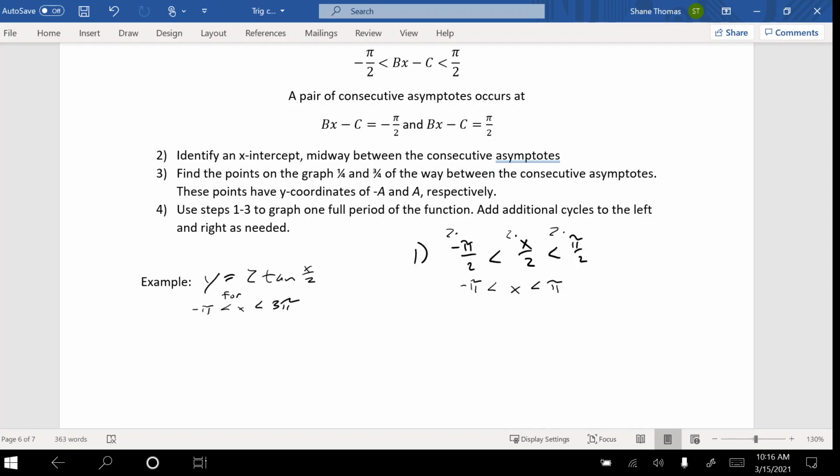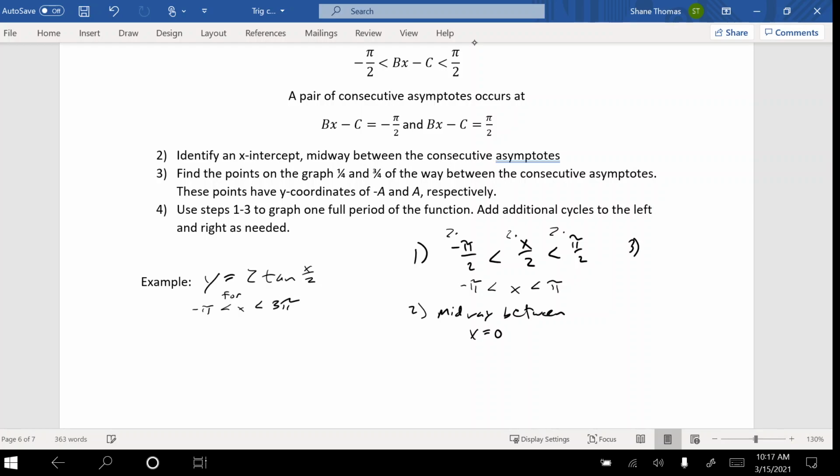Second thing, I want to find the point midway between those two that I just found. If I have negative pi and positive pi, what's halfway between those? 0. So in this case, x equals 0.